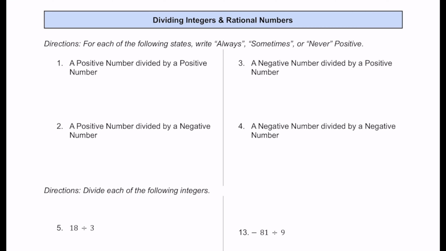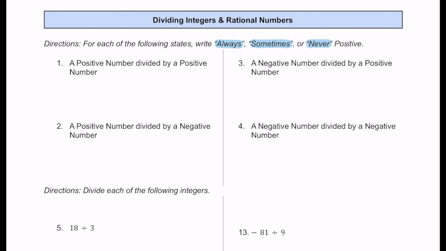Let's practice dividing integers and rational numbers together. Okay, so for these first four problems, we are going to make a statement and say that each of these is always, sometimes, or never positive. For number one, we have the statement: a positive number divided by a positive number.